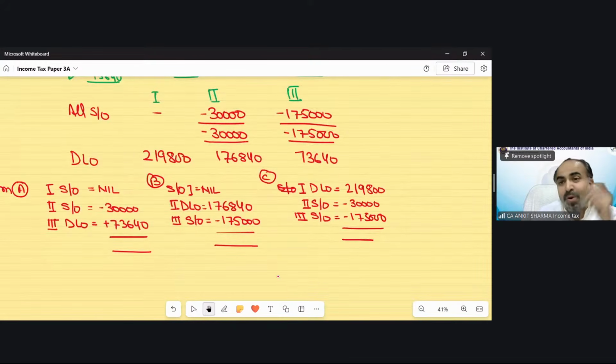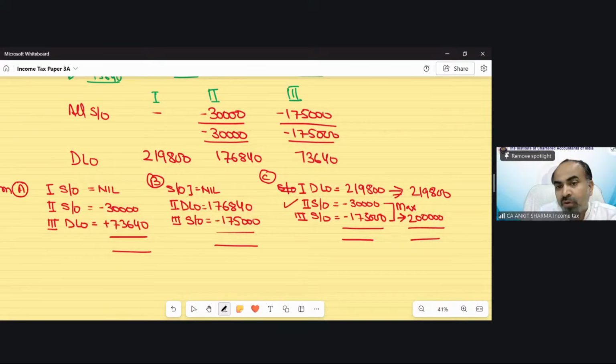Why? Because there was a provision in case A and B that the maximum loss you can claim for two self-occupied property is 2 lakh. If you reduce 175 and 30 both, it would be more than 2 lakh. So answer would be wrong. So in this case, this would be your 219,800 and the aggregate loss would be only 2 lakh rupees. So this limit you need to remember for the purpose of examination. So very, very important thing is case number 3, this scenario.